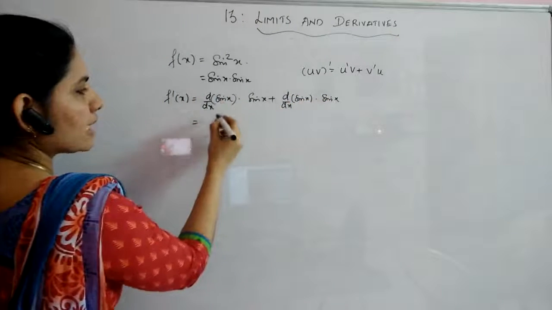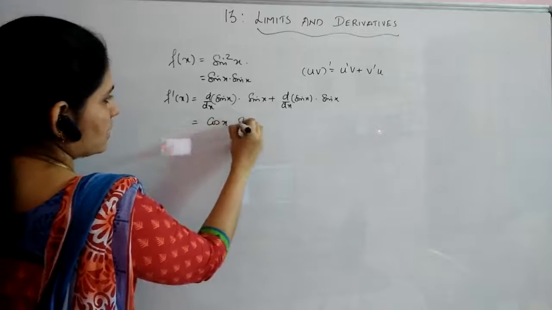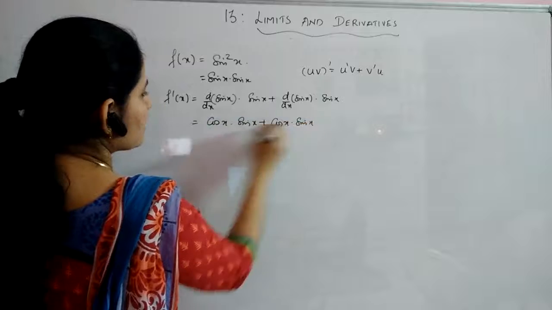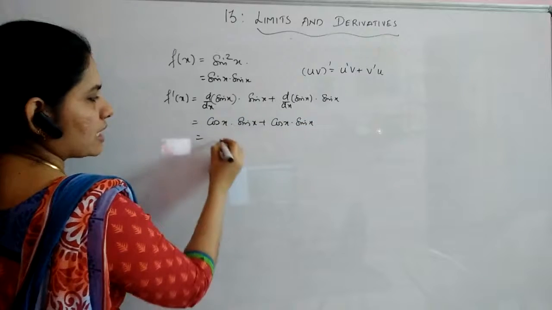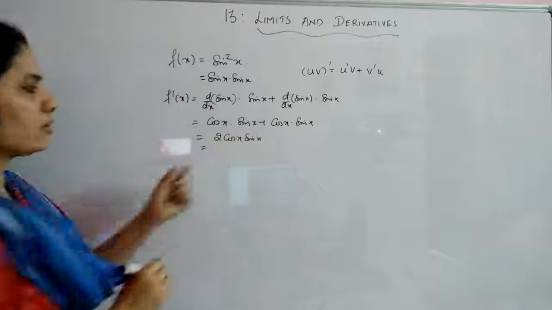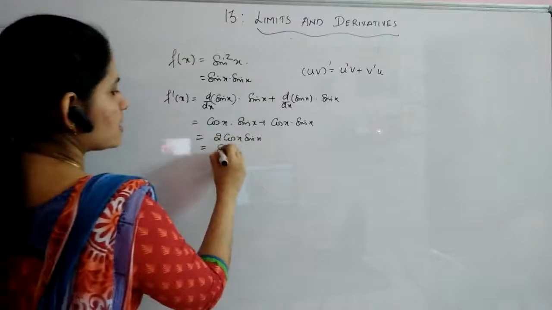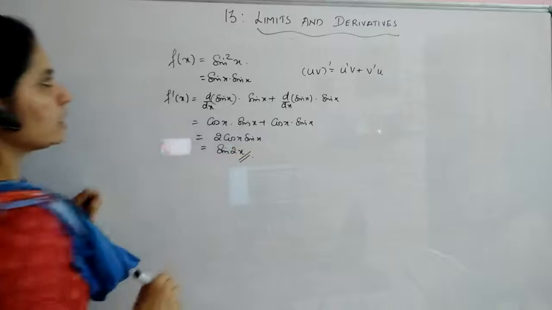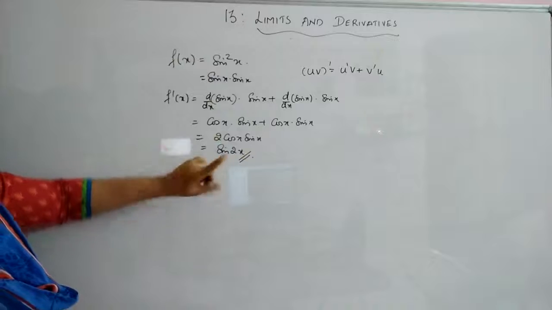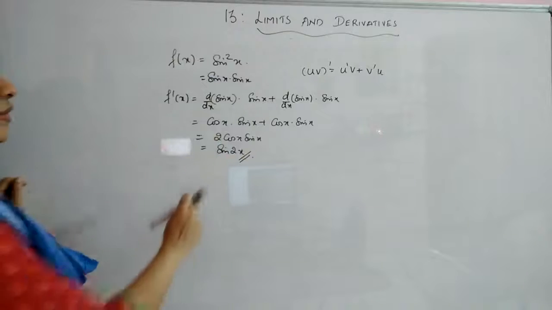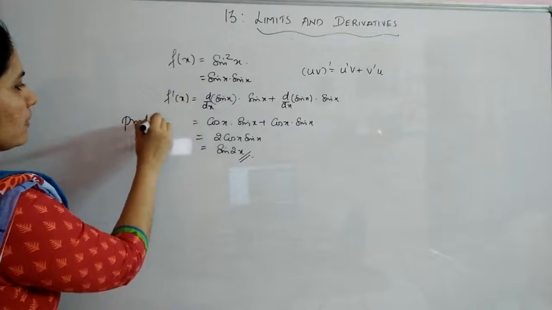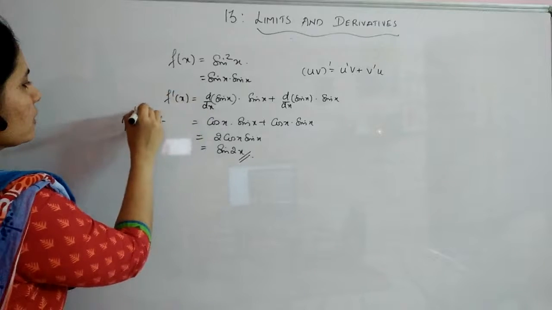What is the derivative of sin x? Cos x into sin x plus derivative of sin x, again cos x into sin x. Cos x sin x plus cos x sin x will give you 2 cos x sin x, or you can write 2 sin x cos x as sin 2x. So the derivative of sin square x using the Leibniz rule, you will get the same answer any way, but this is using the Leibniz rule or the product rule. Okay, using product rule.